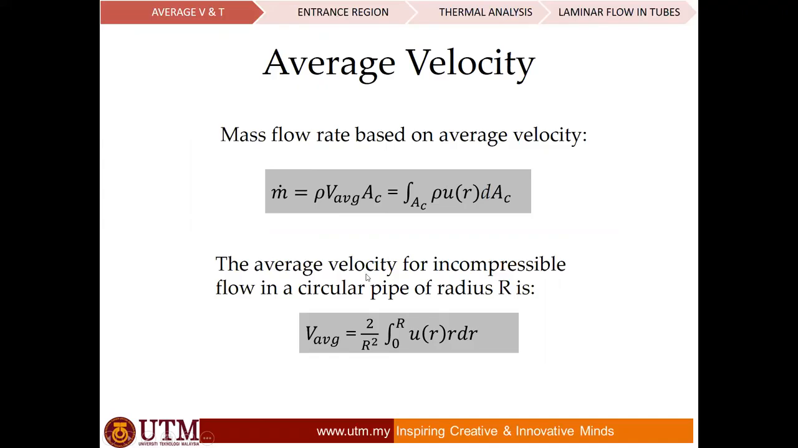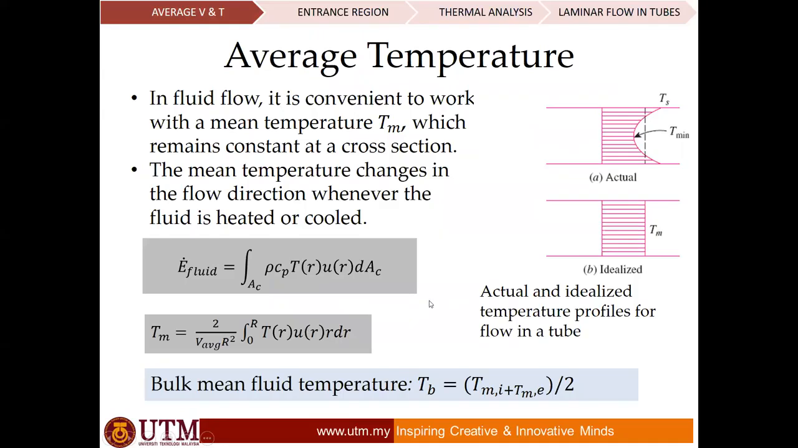The average velocity of incompressible flow in a circular pipe can be calculated using this equation. But normally we don't calculate the V average. V average is given. And then for average temperature, the complete temperature profile distribution looks like this. But it's difficult to determine which temperature you want to use for analysis.